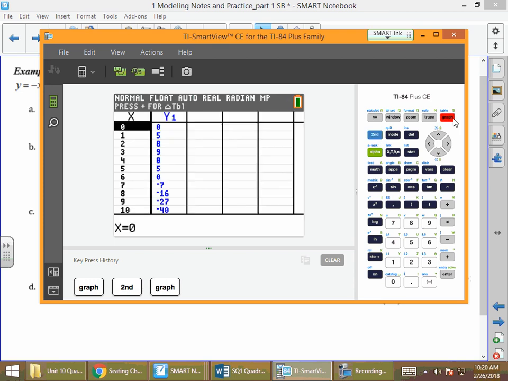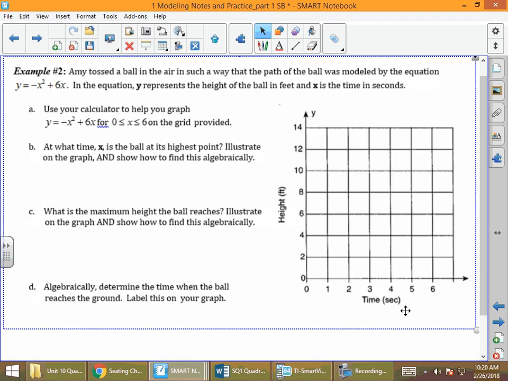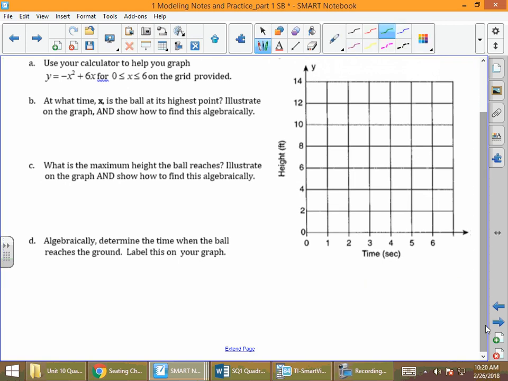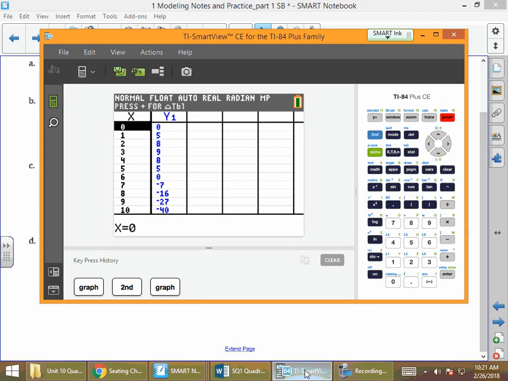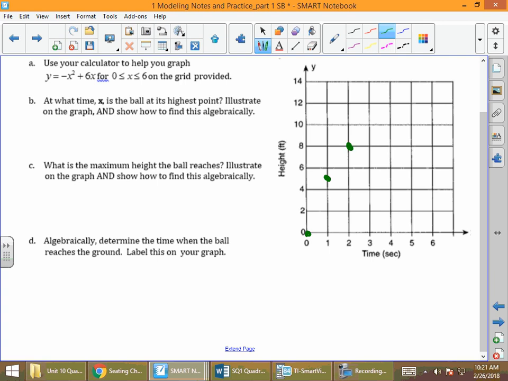So we can go to our table. And what we see is 0, 0; 1, 5. Watch out for the scale on our grid. 2, 8; 3, 9; 4, 8; 5, 5; 6, 0. We only want that part of our picture. We could see the rest if we need more points, we can see them on our calculator. But there's our model of the ball being tossed into the air.